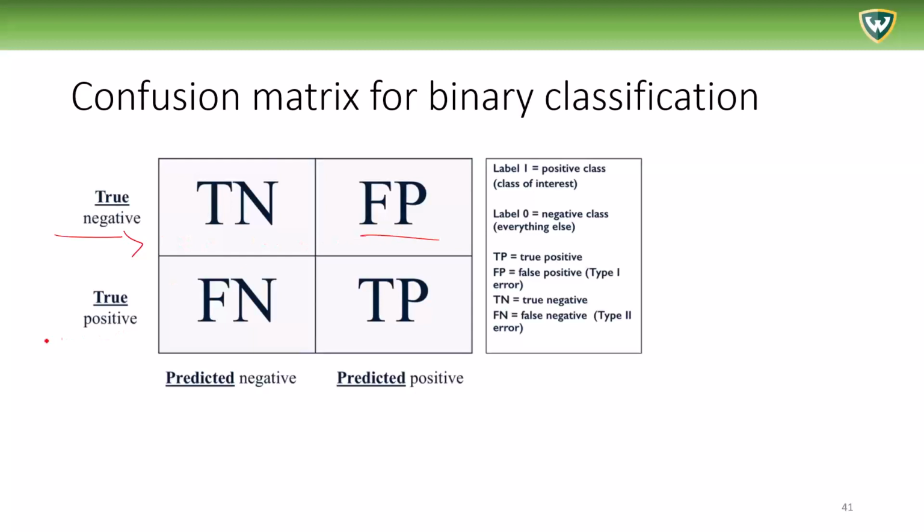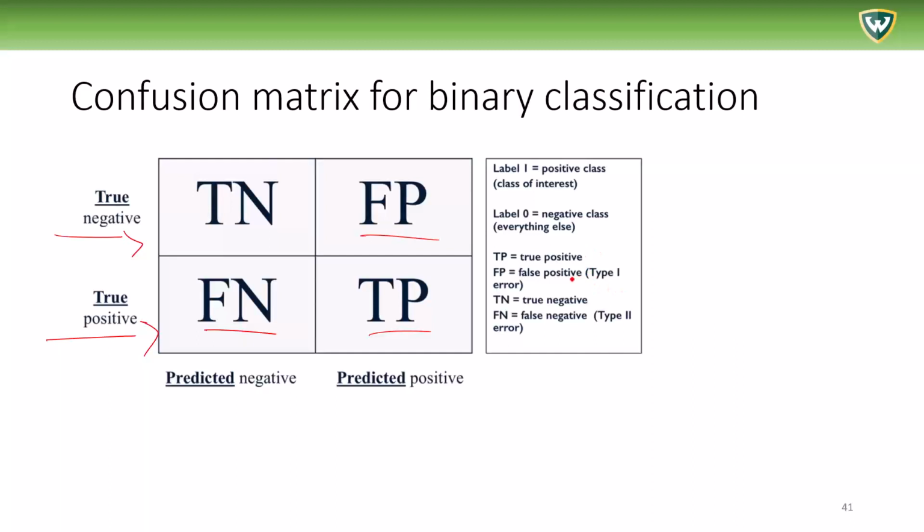Another possibility is on the positive side. The model predicts that the thing is a negative, but it's actually positive. So we have a false negative. And then also, the model can predict it as positive when in fact it is positive, and that's a true positive. And we'll go over some examples of that to facilitate the understanding of this.